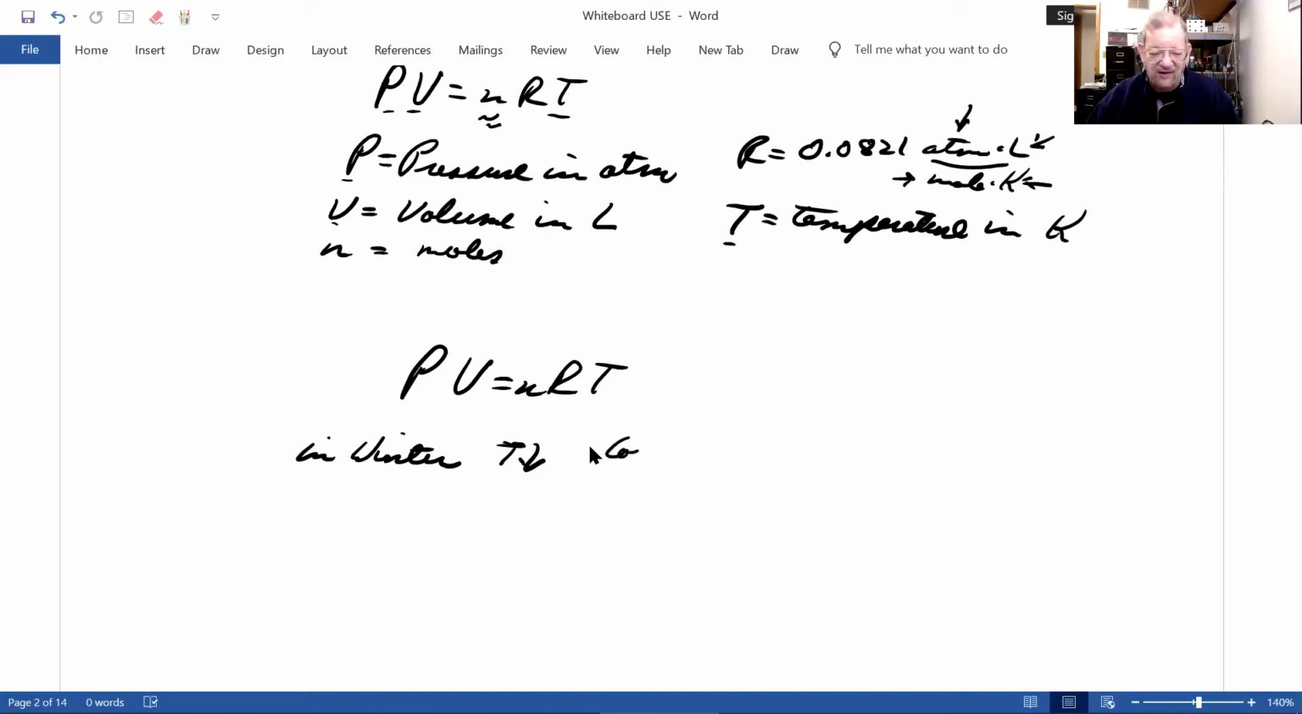But in the winter, temperature goes down. So your car tires have air in them, a gas. And PV equals nRT tells you that when the temperature goes down in your tires, the volume and the moles stay the same. Therefore, the pressure will go down.